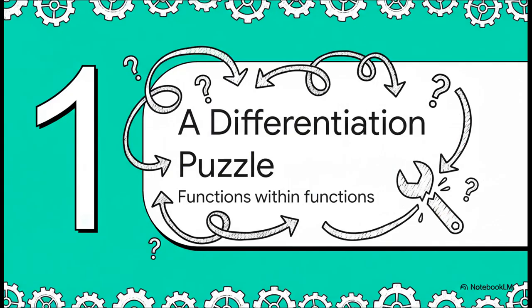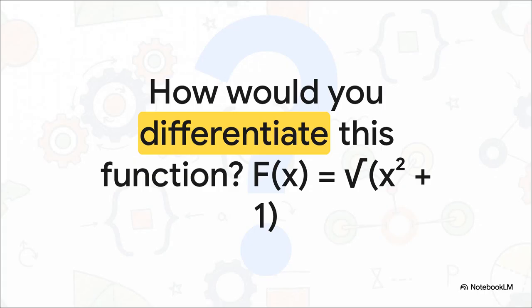So let's get started with a little puzzle. We're going to look at a function that seems pretty simple on the surface, but as you'll see, our usual tools for differentiation can't quite handle it. Okay, take a good look at this. How would you, yes you, find the derivative of the square root of x squared plus 1? Just think about the rules you already have in your toolbox. Does this really fit nicely into any of them?